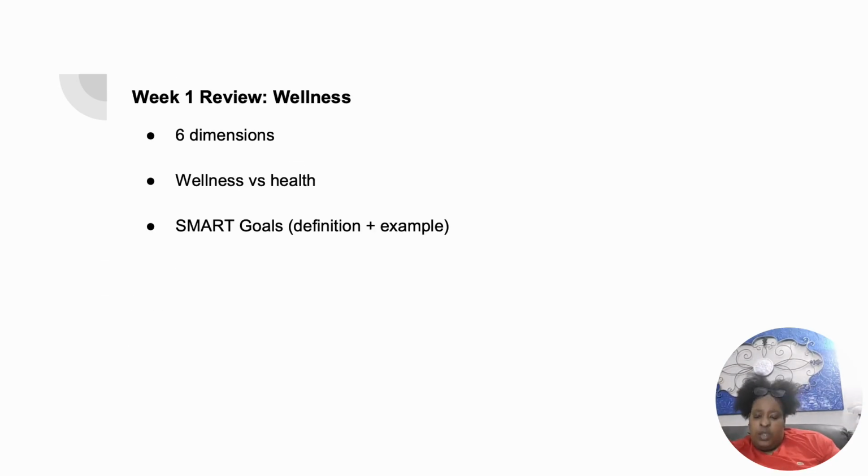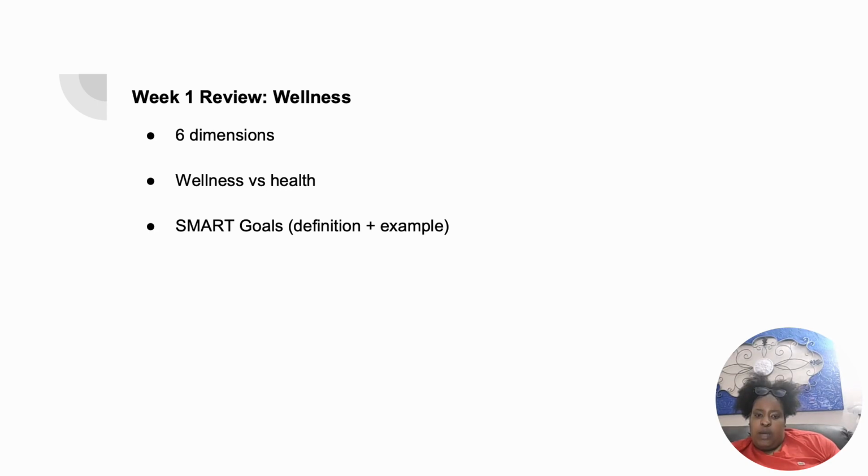In week 1, we covered wellness, and we talked about the 6 dimensions of wellness. We have the physical, the emotional, the social, the intellectual, the vocational, and the spiritual. We also talked about the difference between wellness versus health. Health is your physical state. Wellness is the active process of making healthier choices.